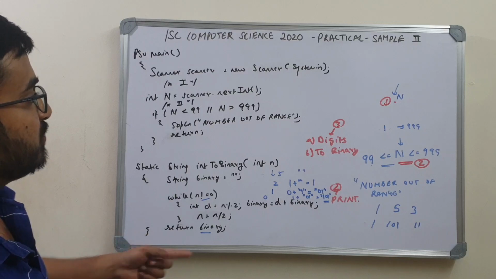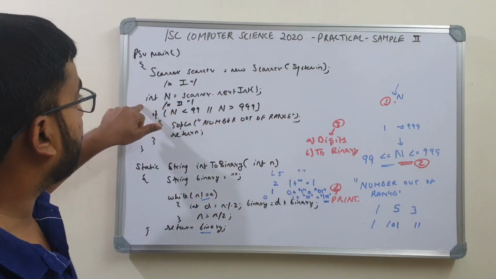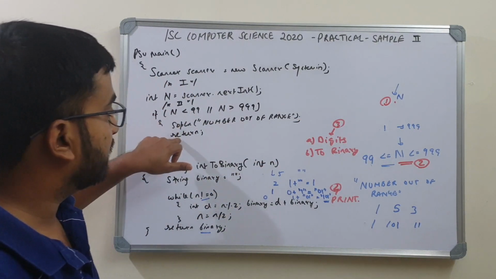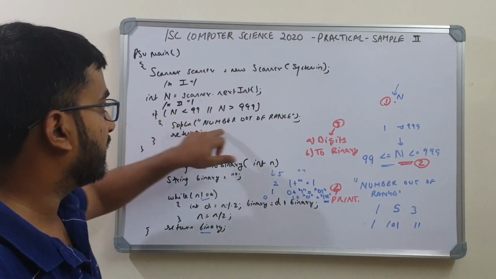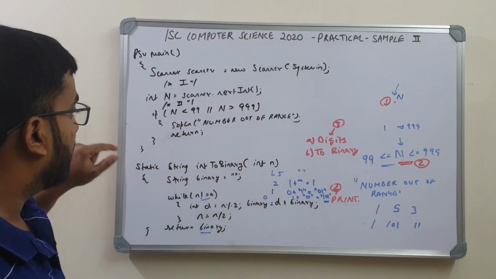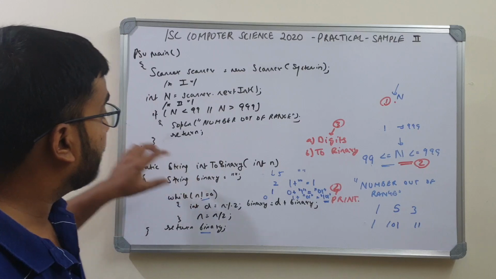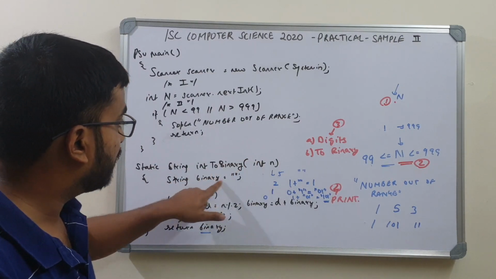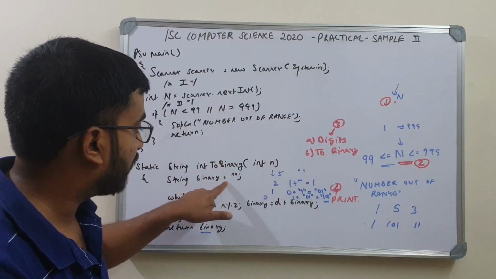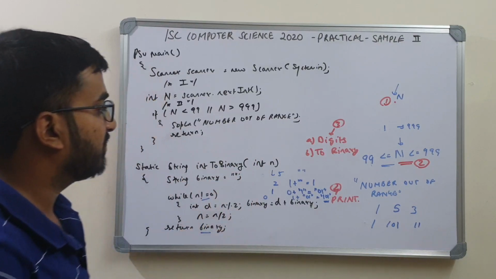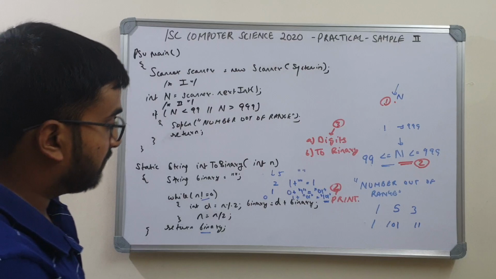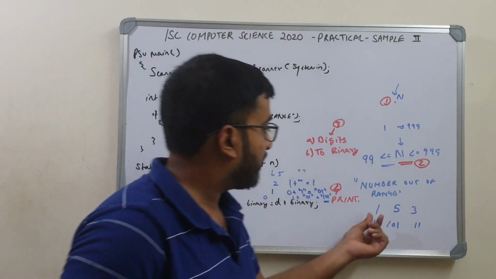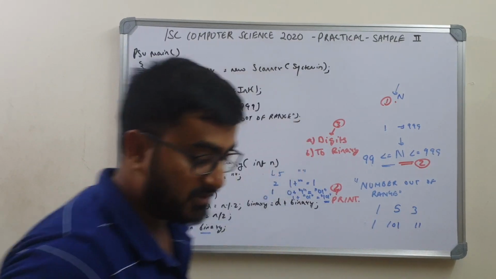So what we have covered so far: we read the value of n, then we check for the valid value range of n. If not, we print this number out of range, we return. Then we convert to binary. We have written a method that takes an integer value, converts it into the corresponding binary as a string, and returns it. Alright, now we need to find the binary equivalent for each digit.